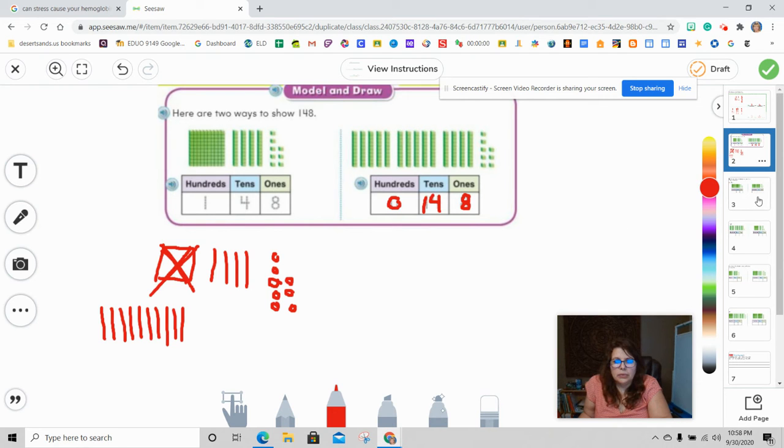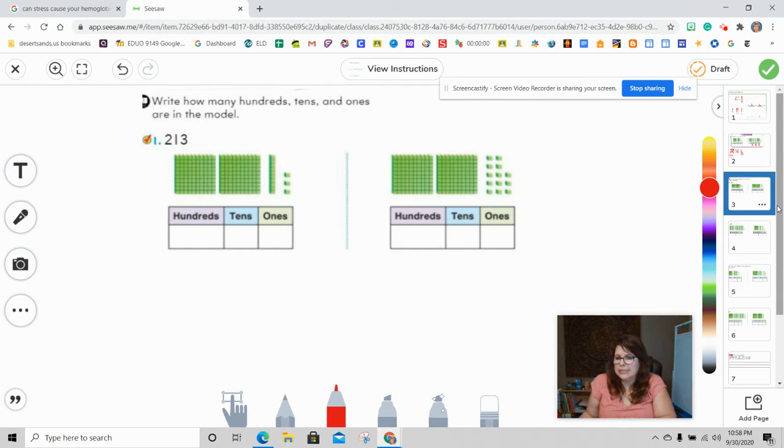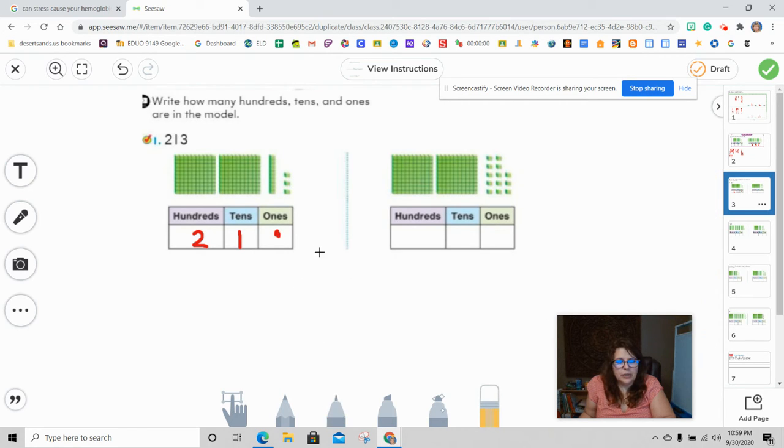Okay, let's go to the next one. We're going to do exactly the same. So right here, we have two groups of hundreds. So that's two hundreds, 1 ten, and then 3 ones. So we're going to do, I don't know why I'm doing the picture here. I'm supposed to do the number, 3 ones. Now this is one way that they broke it. Now they are representing it this way.